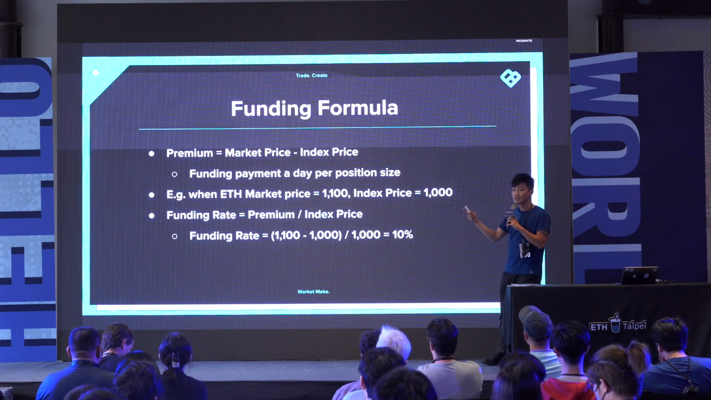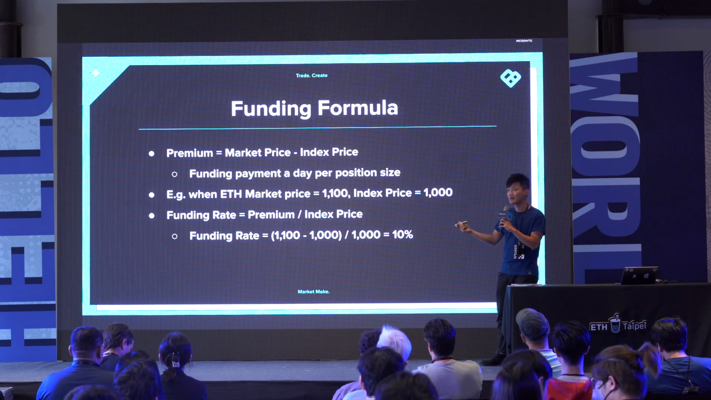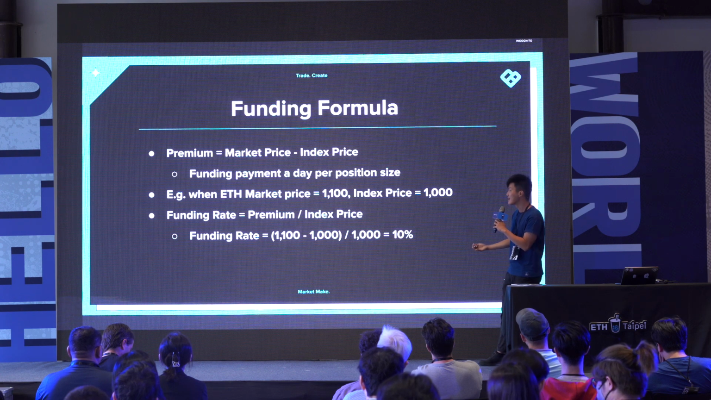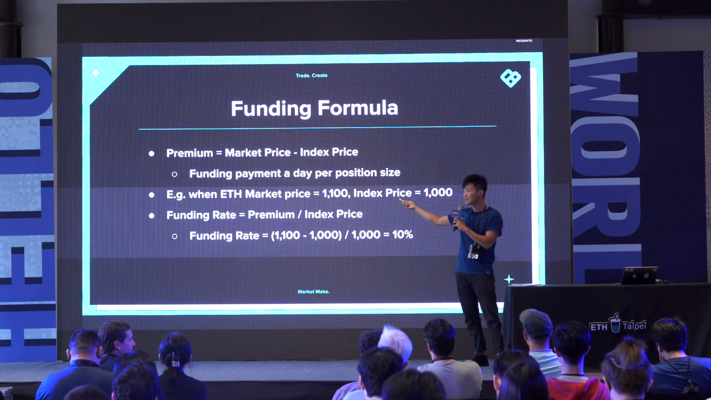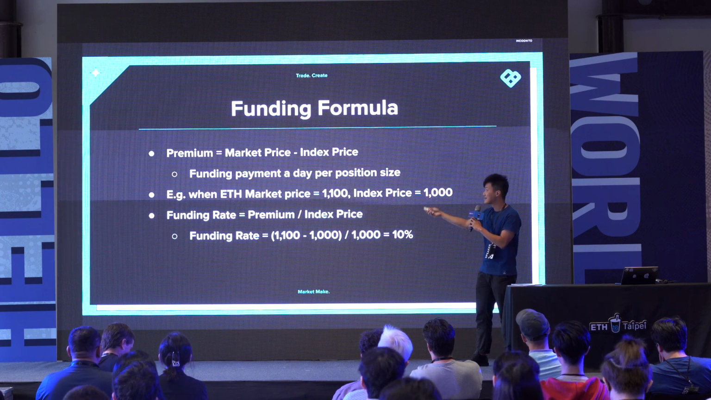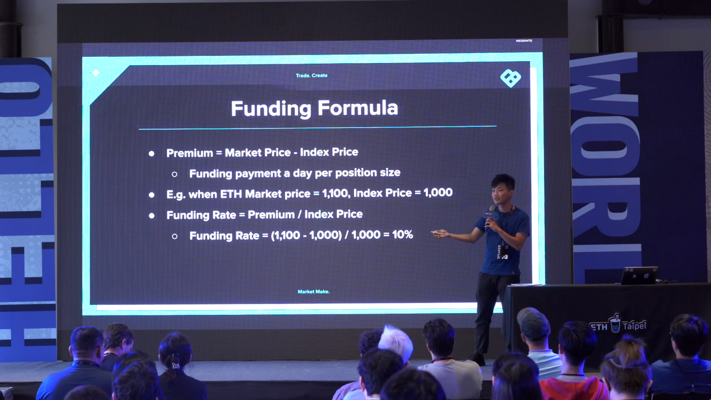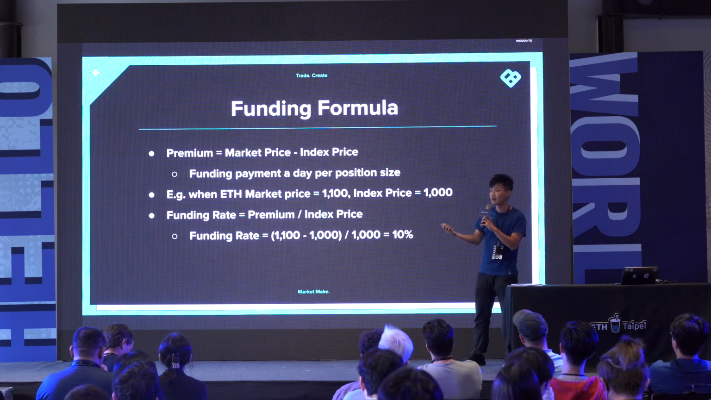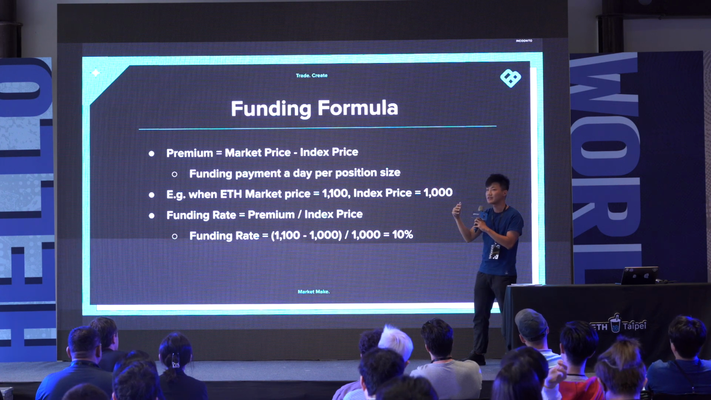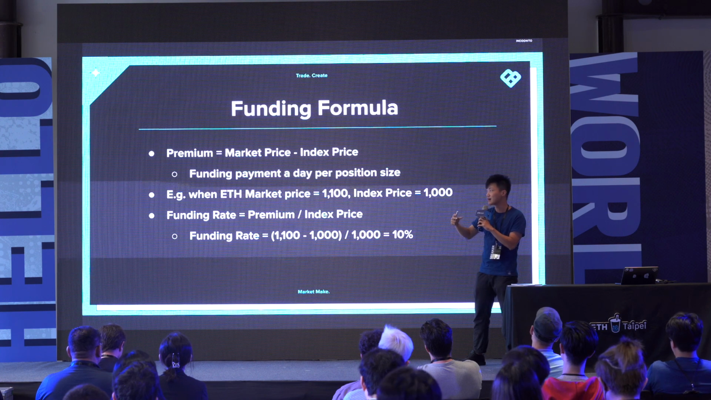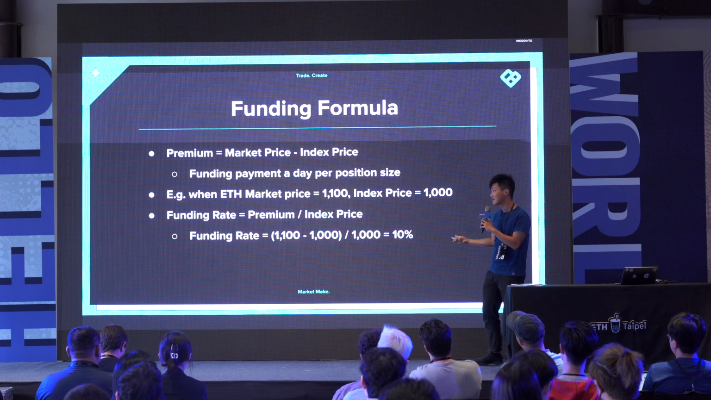And as I mentioned earlier, if there's a positive funding rate, then that means long position holders are paying short position holders. The reason why there's a positive funding rate is because there's a positive premium, and the reason for that is the market price is higher than the index price. That means users on a derivative exchange are optimistic about future prices. That's why they are trading above the index price, at a higher price than spot exchanges. That's why there's a positive premium and a positive funding rate.